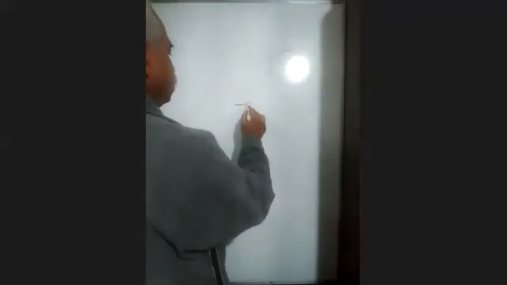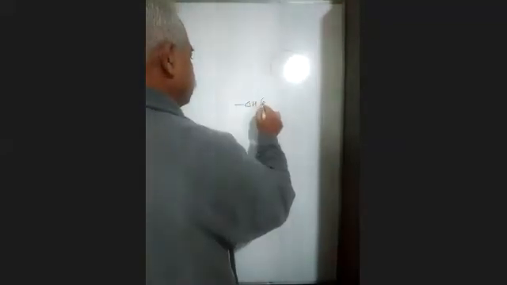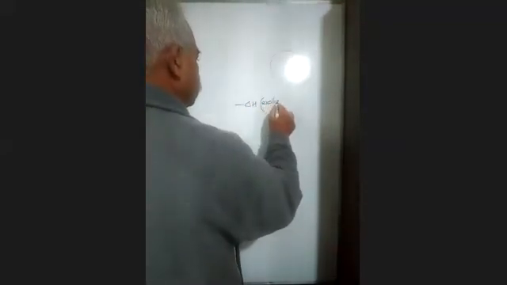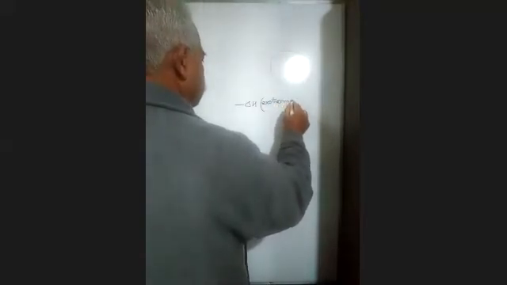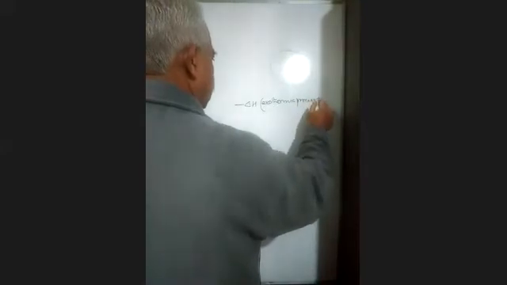So a process in which the heat is liberated from the system, we call it to be exothermic process. Okay. And that is being indicated with minus delta H. This is exothermic process. Okay.